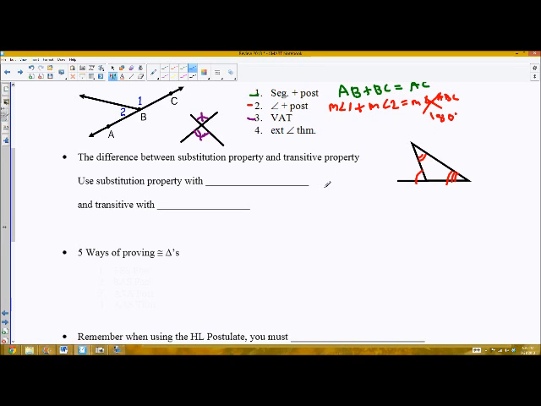is that substitution property pretty much deals with equalities when you're substituting a value in an equation, and the transitive property pretty much deals with congruence. So if you're dealing with a congruent situation, you're not sure if it's substitution or transitive, go with transitive. If you're dealing with an equality situation, you're not sure whether it's substitution or transitive, go with substitution.